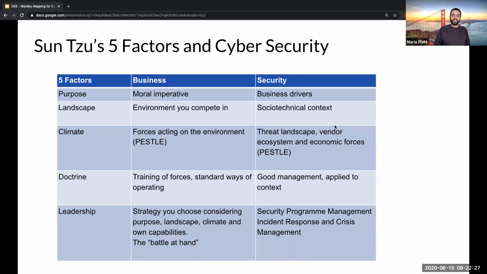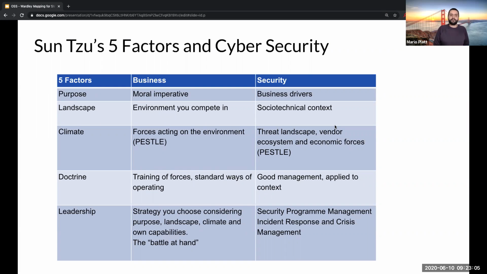And finally, leadership in business is about gameplay. We won't discuss gameplay in this talk today, because gameplay from a Wardley mapping point of view is more specific to business, not so much to security, but I think there's room for exploring that further, which no one has, but maybe at some point in the future. It's overall about the strategies that we choose, considering our purpose, our landscape, our climate, and our own capabilities to take advantage of them and the risks that they pose. Right, so it's about what I have to deal with the battles that I'm facing now.